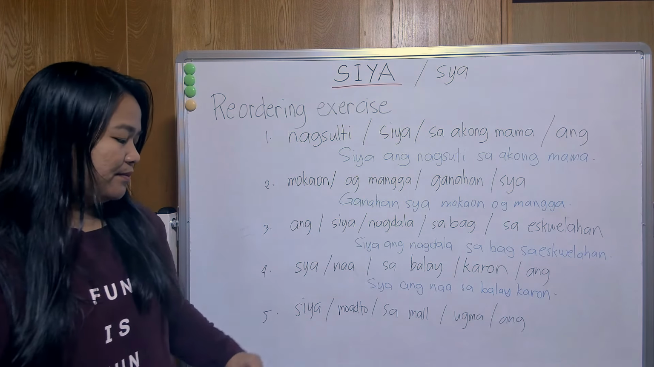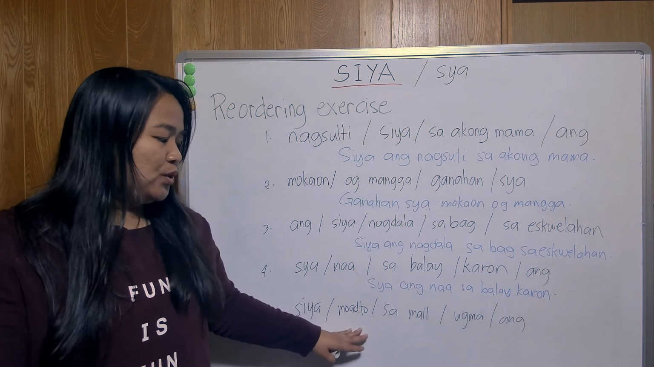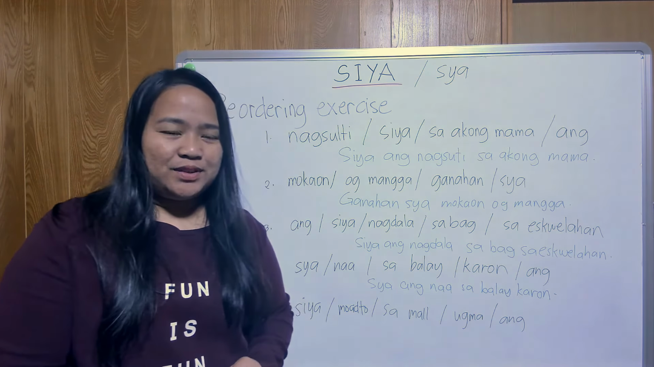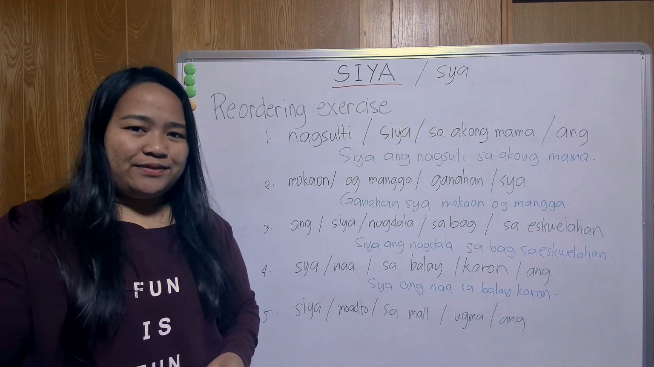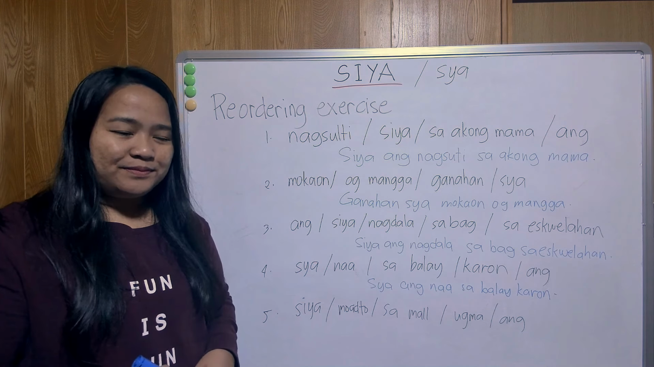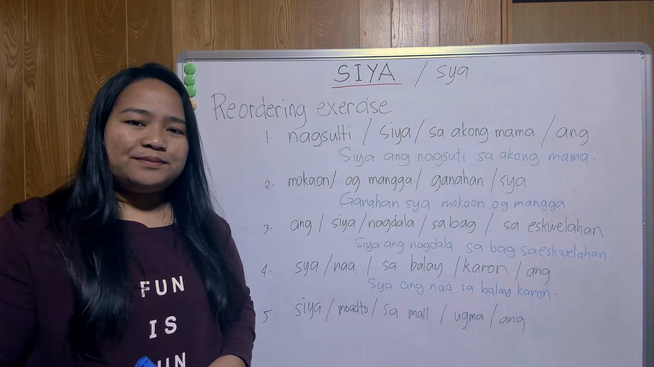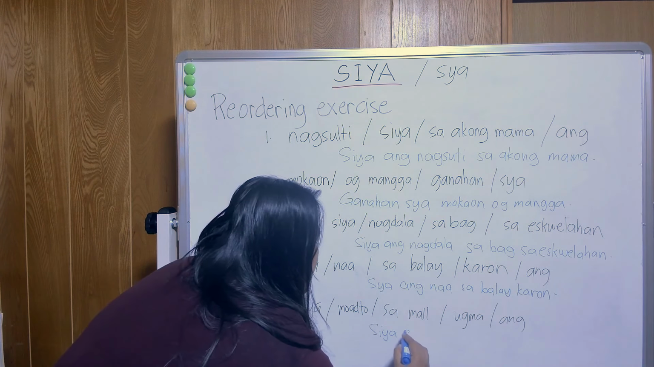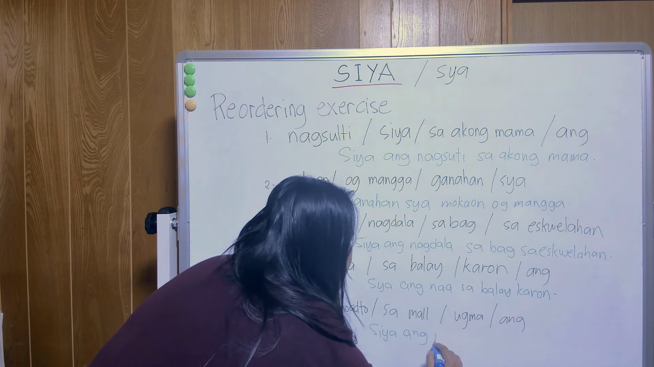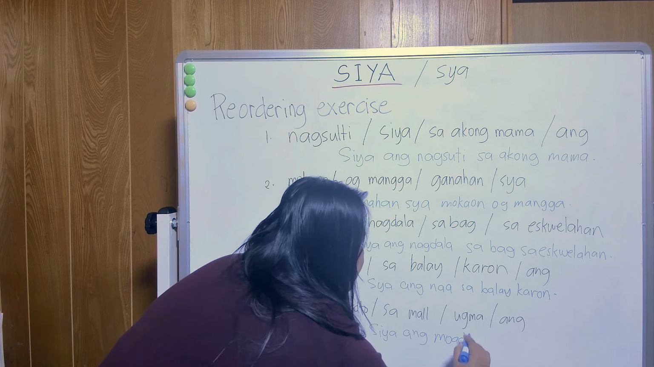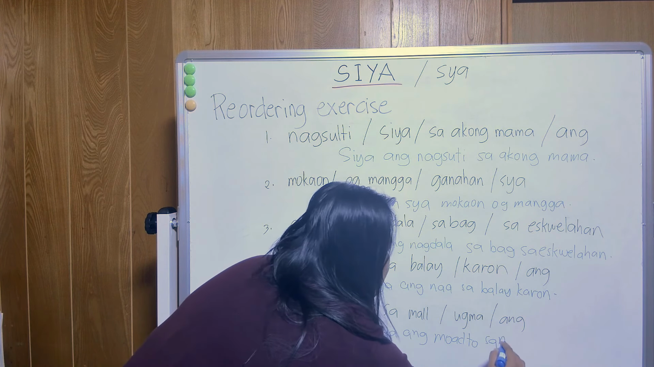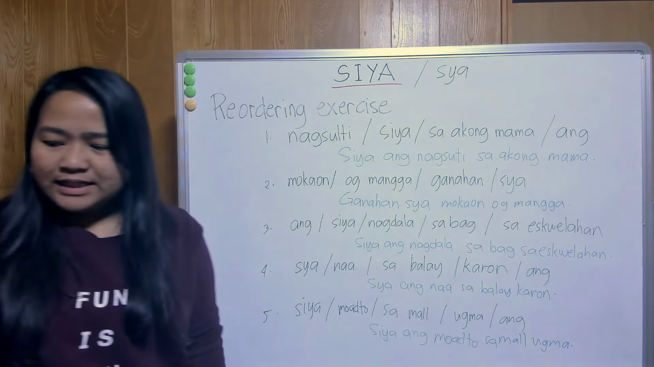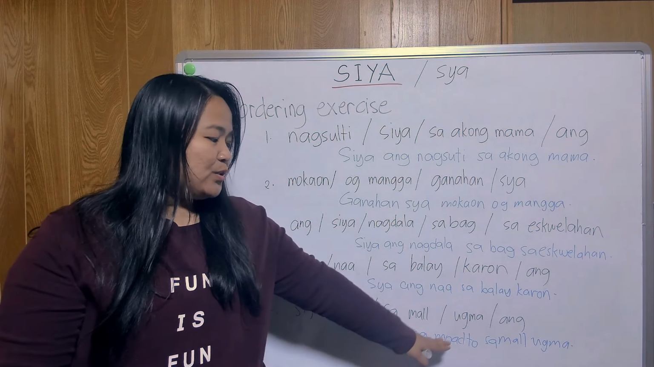And number 5, siya muadto sa mall ugma ang. So what is the correct sentence for number 5? Alright, so the answer is siya ang muadto sa mall ugma. Yes. So siya ang moadto sa mall ugma.